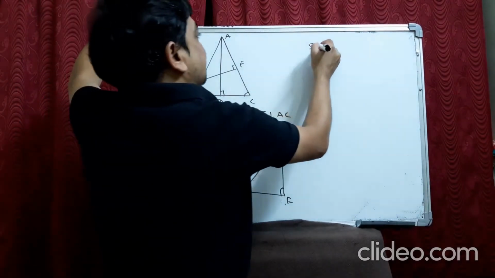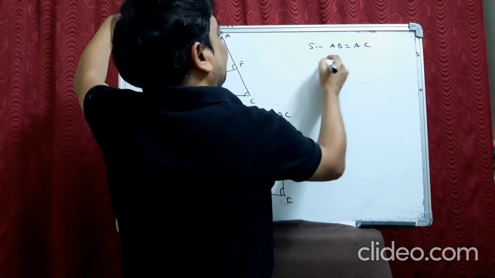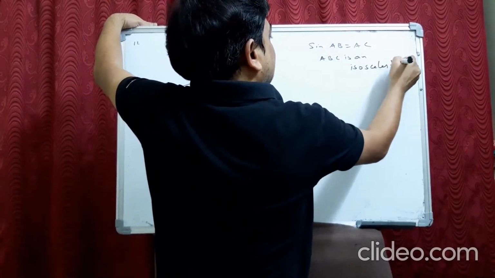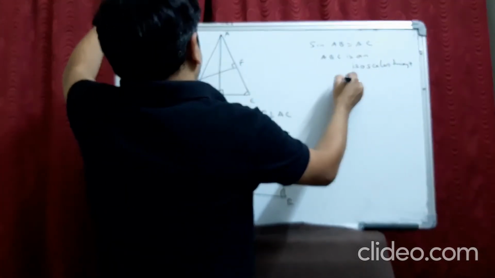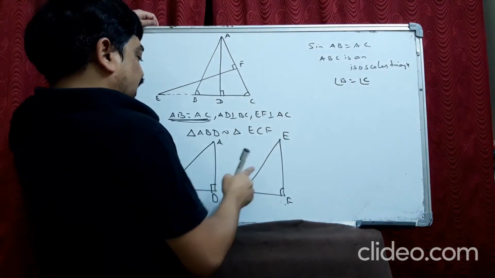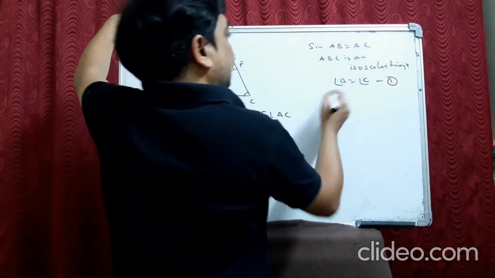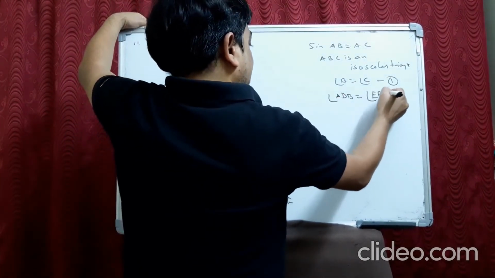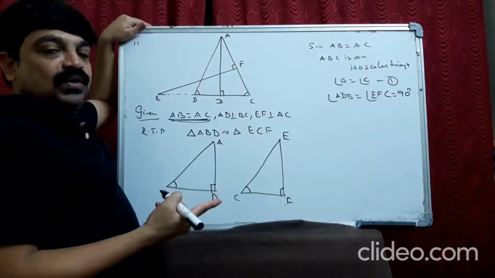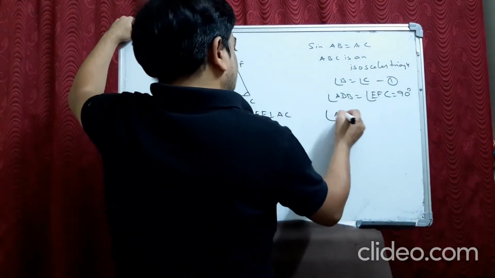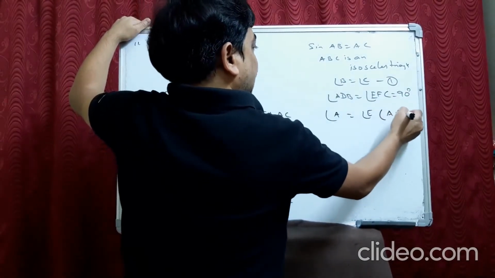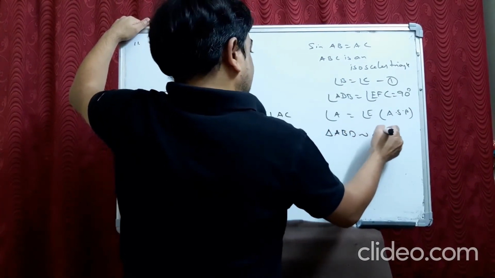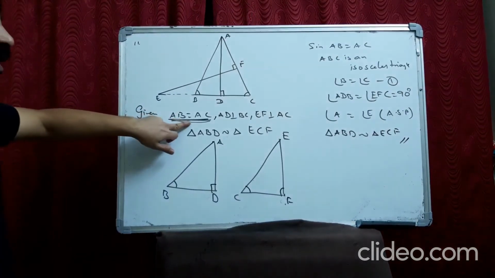I'll write here. Since AB is equal to AC, ABC is an isosceles triangle. So angle B is equal to angle C. That was the first thing. Next one is angle ADB is equal to angle EFC, which is 90 degrees. When two angles are equal, according to the angle sum property, the third one also should be equal. Therefore, by the AAA theorem, triangle ABD is similar to triangle ECF. Understand? This is very, very important here.